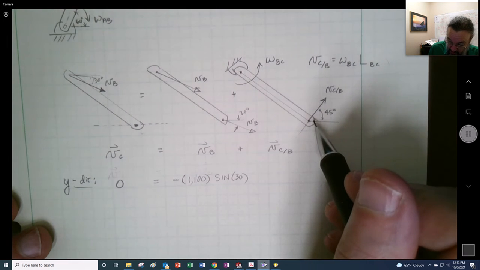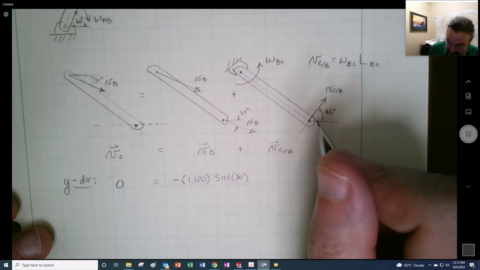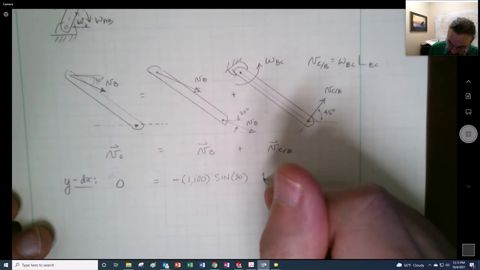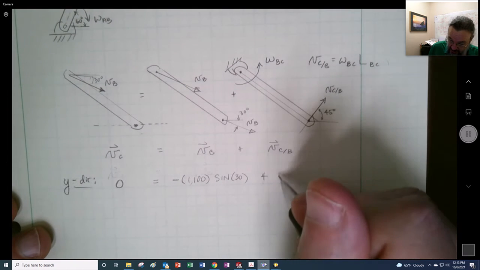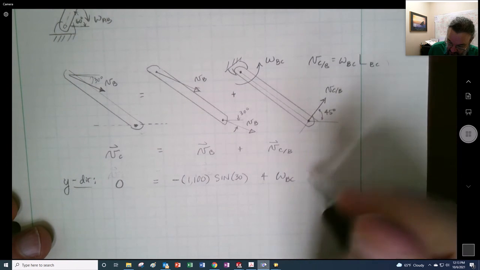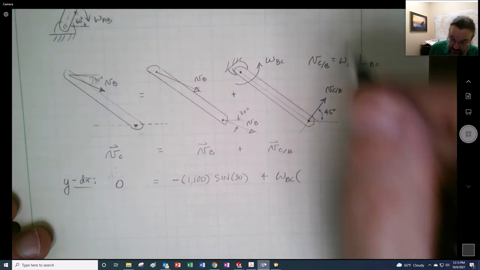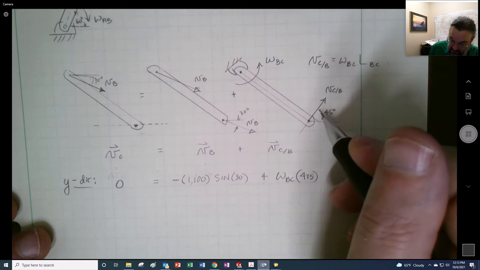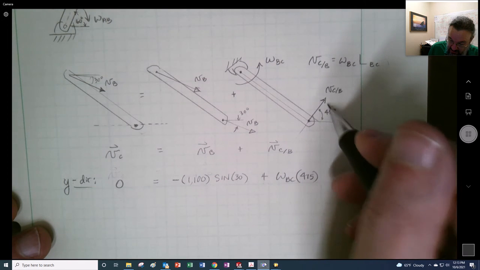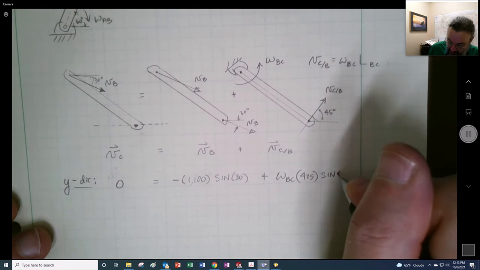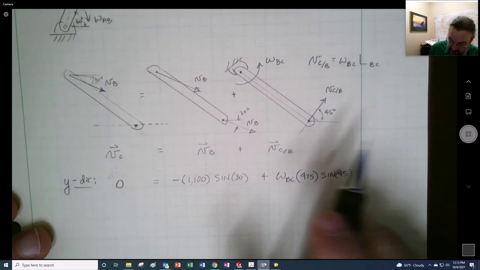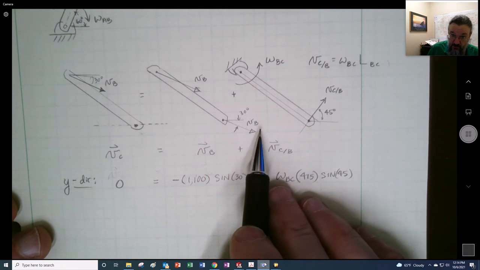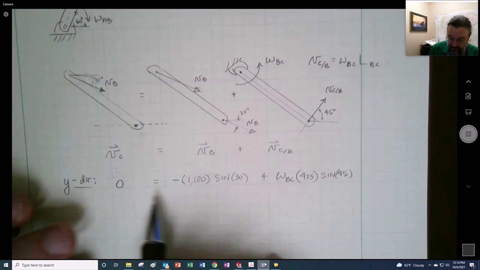All right, and then we get over to this one, and we're going to see in the y direction, we're going to go plus omega BC times LBC, which is 475. But this is only going to be the sine of 45 right here, right? So that's the y component of this piece right here. Here's the downwards y component up here. Here's the upwards y component, and they're going to equal 0.